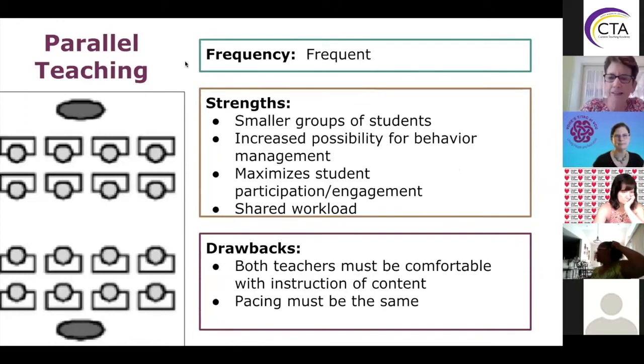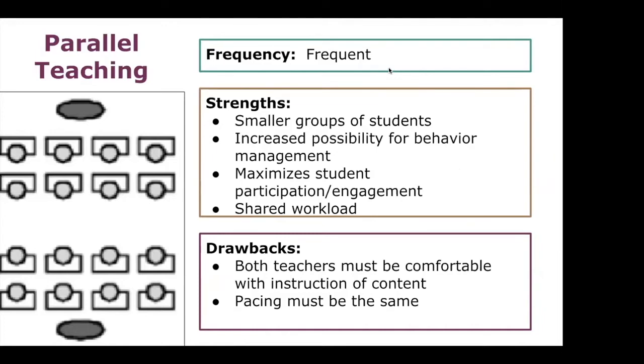The first approach to co-teaching is parallel teaching. This is when teachers are in the classroom and they are both teaching the same content at the same time to smaller groups, which is typically half the class. We've split the class in half and each of us has half of the class. Both teachers are responsible for the content knowledge, which is why co-planning is so helpful. Some of the strengths: we've got smaller groups of students, and a greater opportunity to manage the behavior of our students, as well as student engagement.